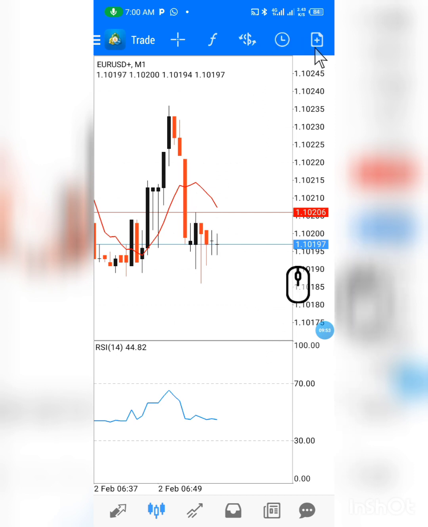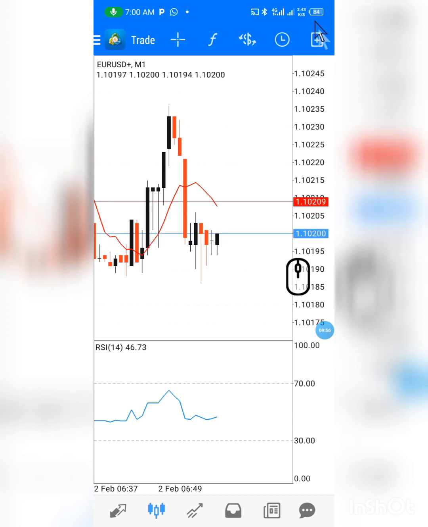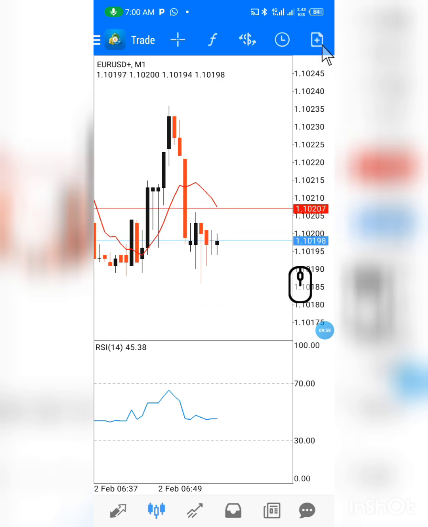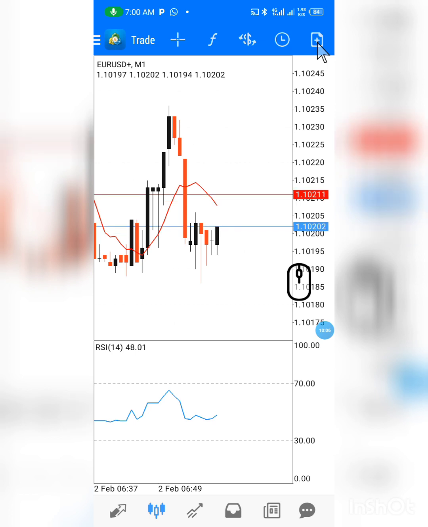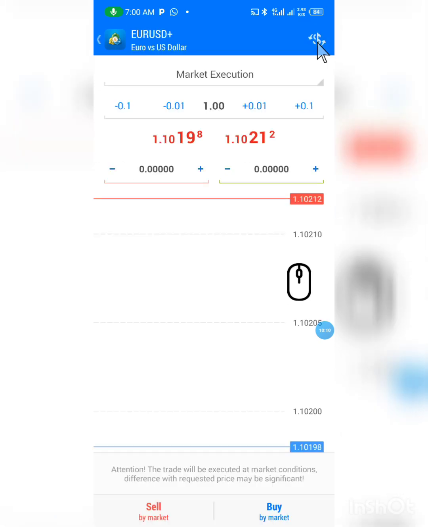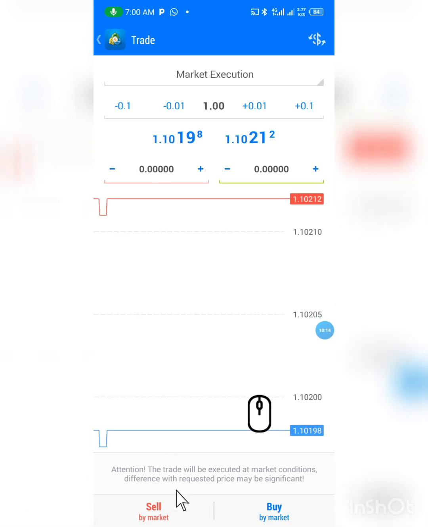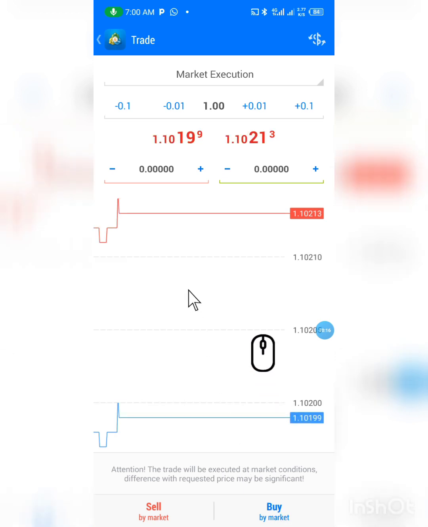Then at this right hand side, this is where you can place a buy or a sell. So whenever you want to place a trade, you have to click on this plus sign inside a box. You click on it and you will see this option, either to sell EUR/USD or to buy EUR/USD.